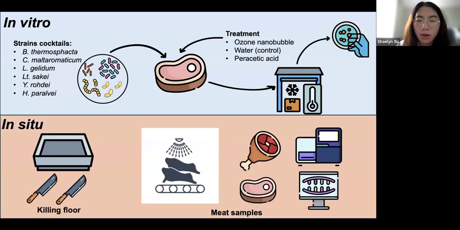In the food processing facility, we have two different systems installed. One is installed as a water hose, mainly to wash the offal buckets as well as split saws or razor knives on the killing floor. Another system is a low pressure spray, mainly used for pork carcasses, to spray them and see their antimicrobial effects. After spraying, I also collected some meat samples and ran microbial analysis to reveal the microbial profiles before and after ozone nanobubble treatment.